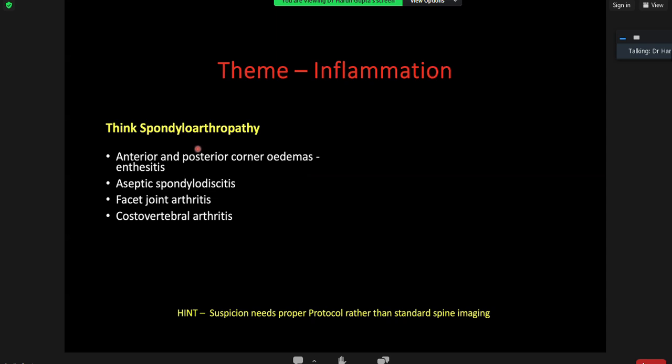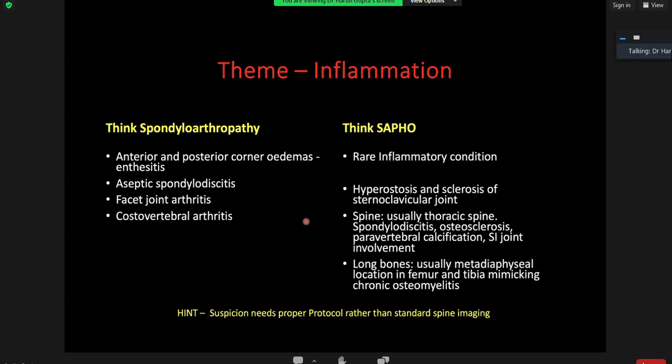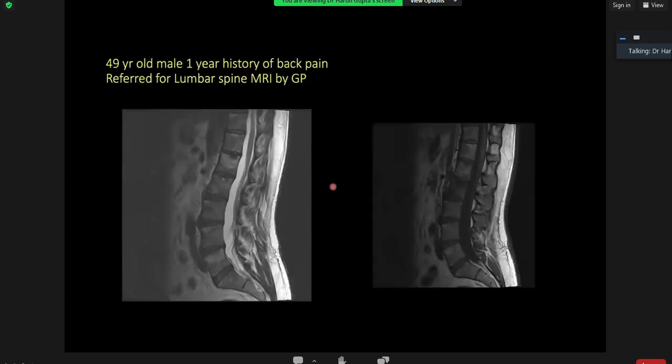So we will look at a few examples of spinal imaging where the radiologist can give a hint and say, get the patient back for seronegative spondyloarthropathy protocol imaging. So let's look at examples. I will also look at some SAPHO examples, which are much rarer. But again, as radiologists, because we are doing spine, we have to be careful about these things. So this is all from my routine practice.